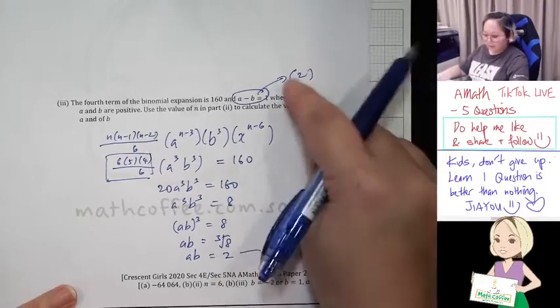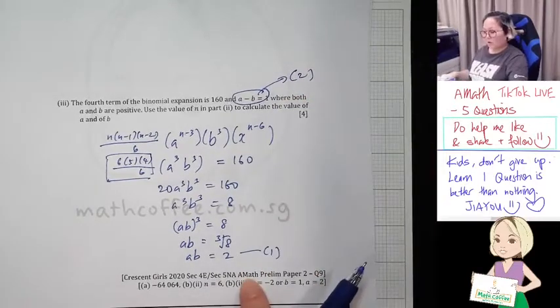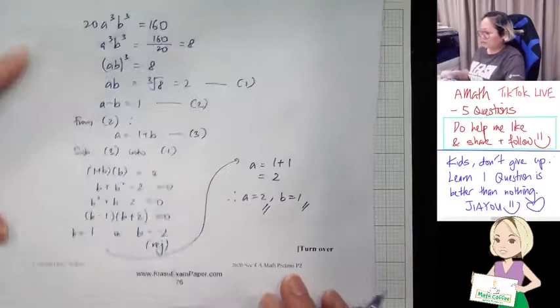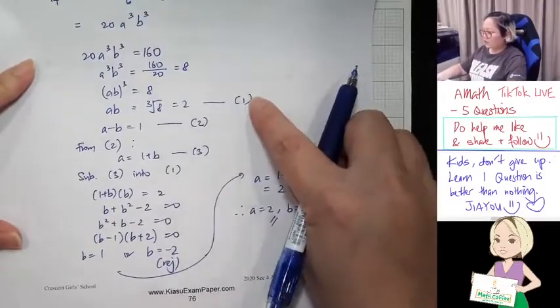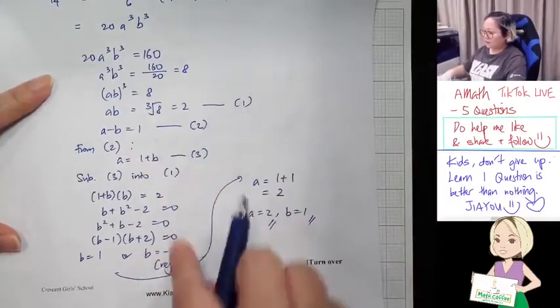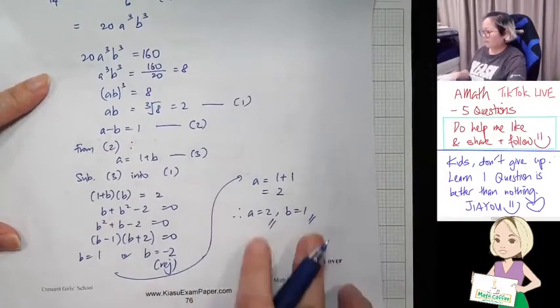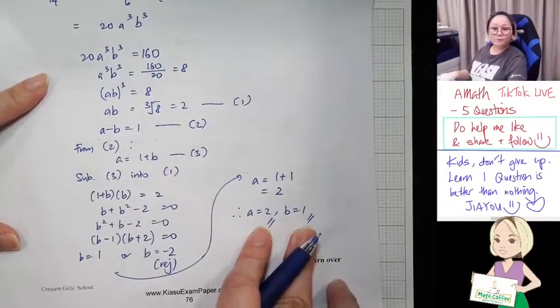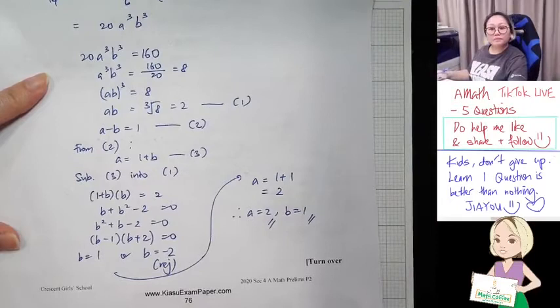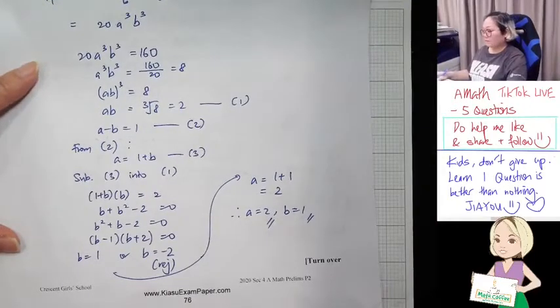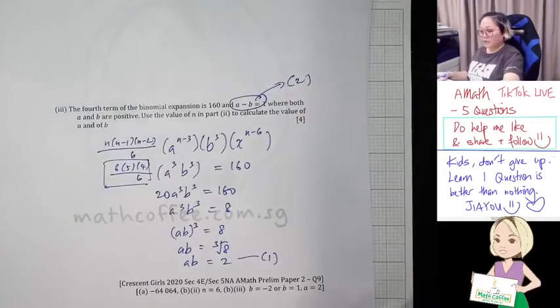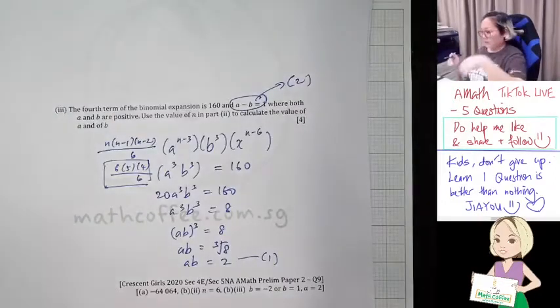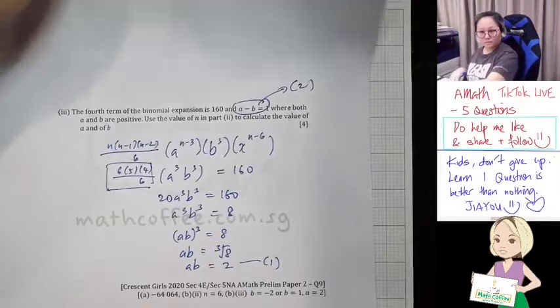Okay, so after that, do the simultaneous. So I'm going to just skip and show you here. So I have my first equation, second equation, do simultaneous. This one I don't need to teach you already. Then you can find your A and B. That's all. Okay? So this is binomial. All good.